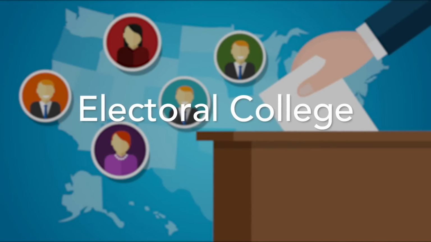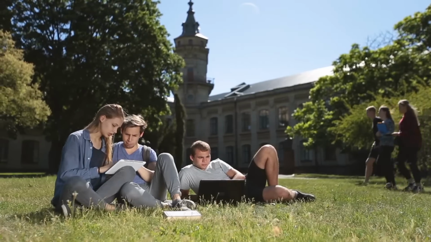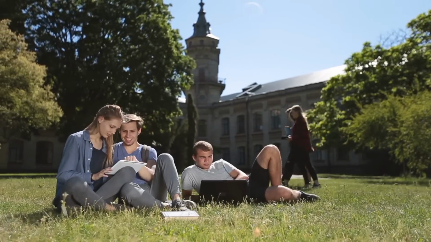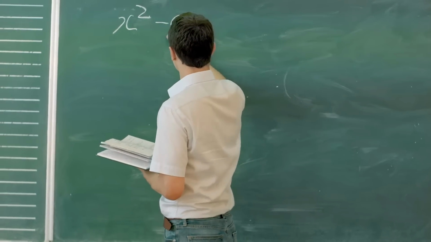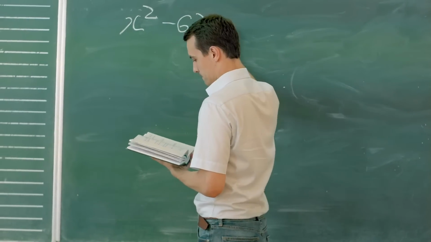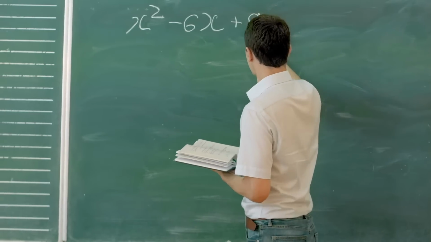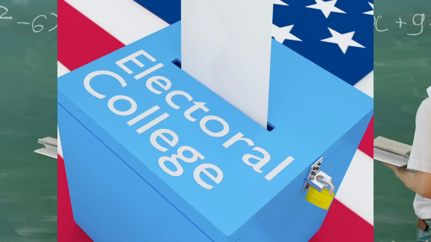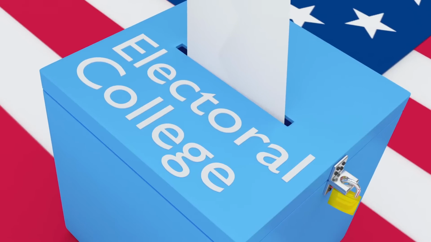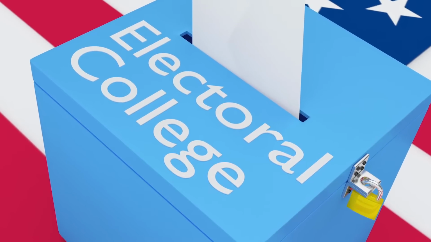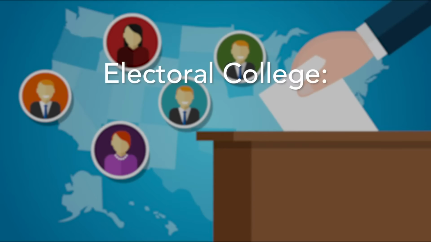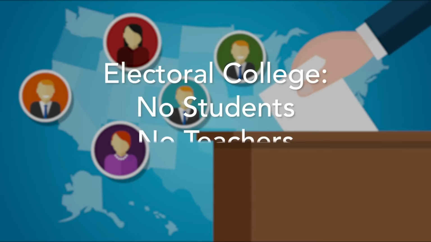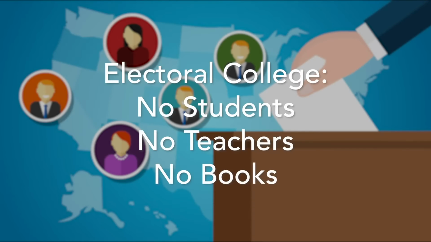Electoral College for Kids. Hey, kids! By now, you probably know what a college is. That's right. It's a school where students go after they're done with high school to study subjects in a more intense, advanced way. But in this video, we're going to be talking about a different type of college, the Electoral College. The Electoral College is actually not for students, has no teachers, and requires no books. Sounds like your kind of college, right?